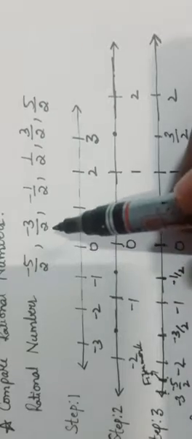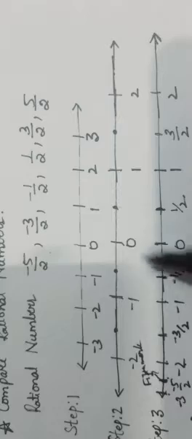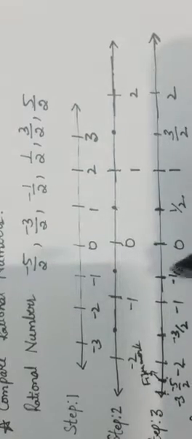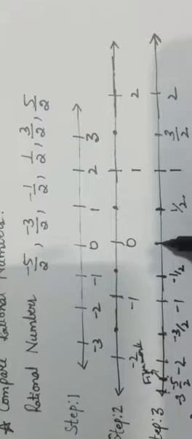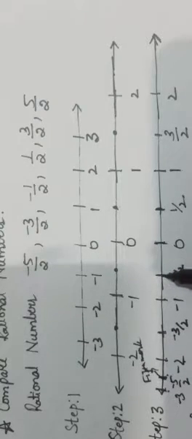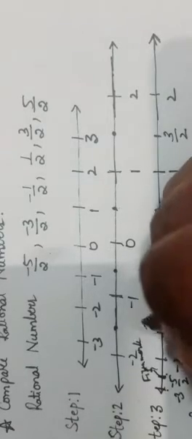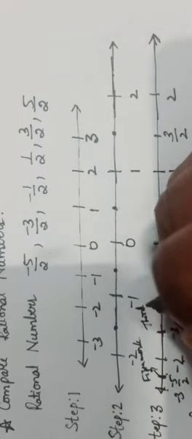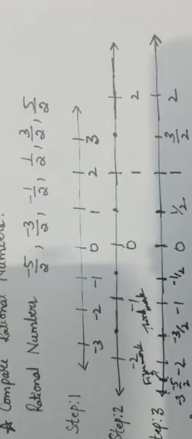Then is minus 3 by 2. From 0 to the left of 0 comes minus 3 by 2. Where is minus 3 by 2? It is the third division, isn't it, children? So, after 0, first division, second division, third division. The third mark will be minus 3 by 2.